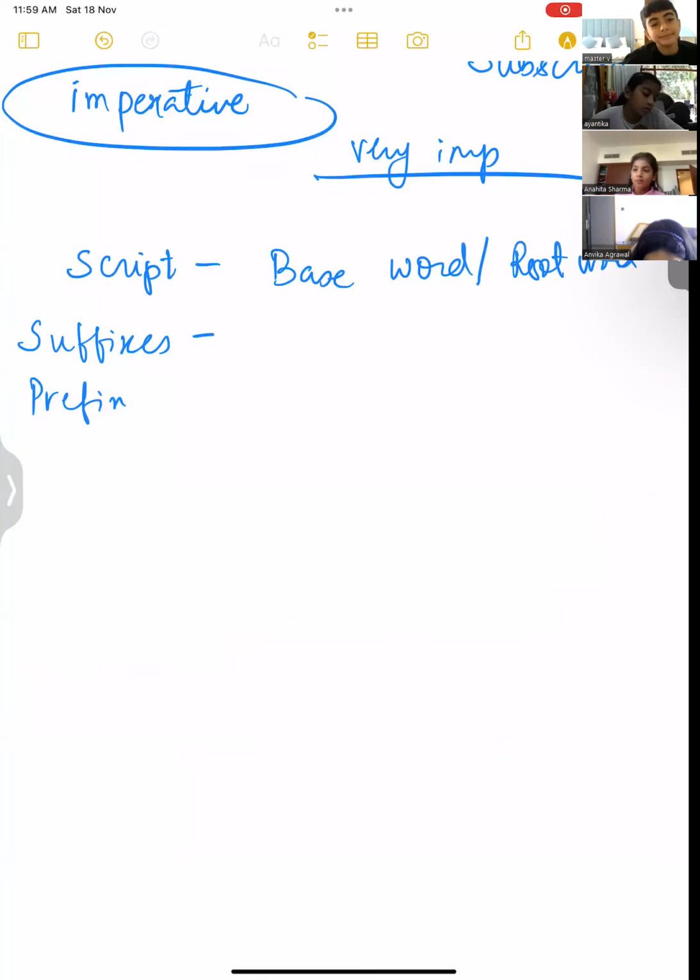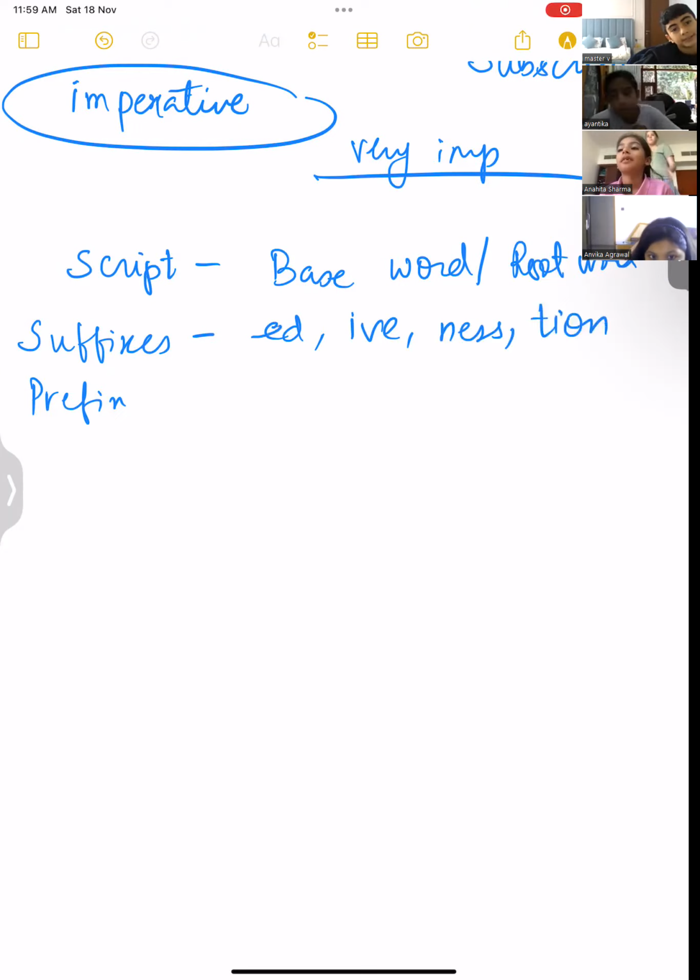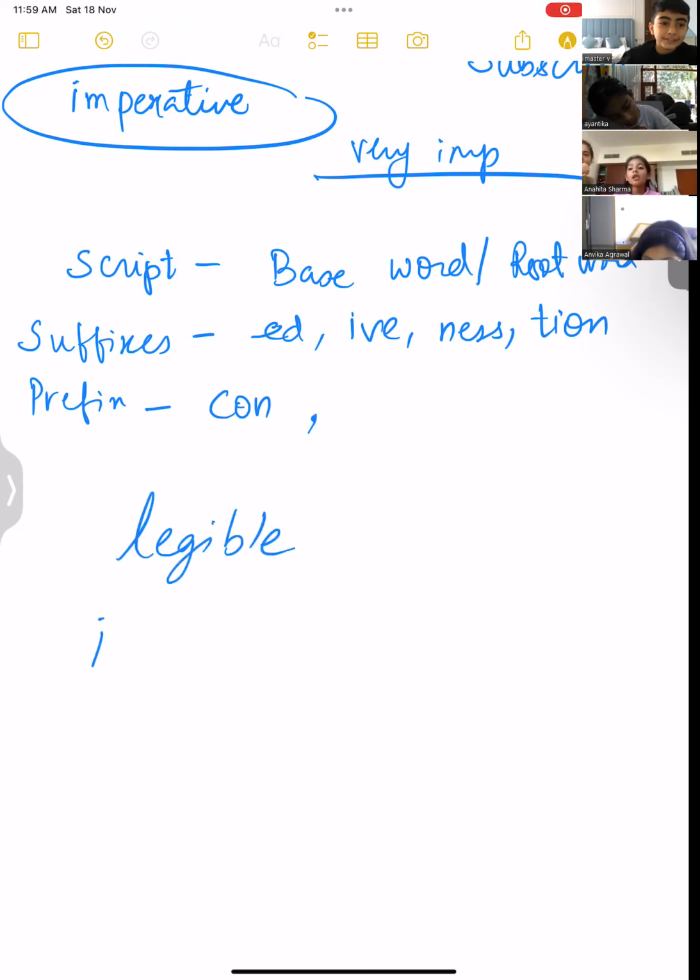Okay, ma'am. So suffixes can be ed. And if your word looks like what? My handwriting is poor, I told you. If you can read my handwriting, it's going to be legible. If you can't read my handwriting, it's going to be illegible. So now, as per you, can you read my handwriting?